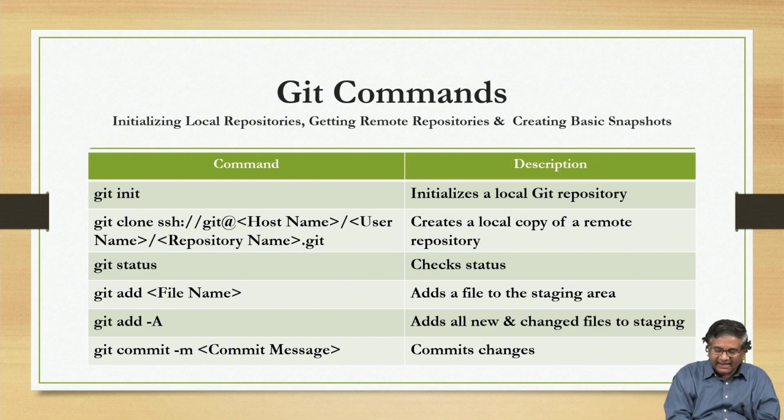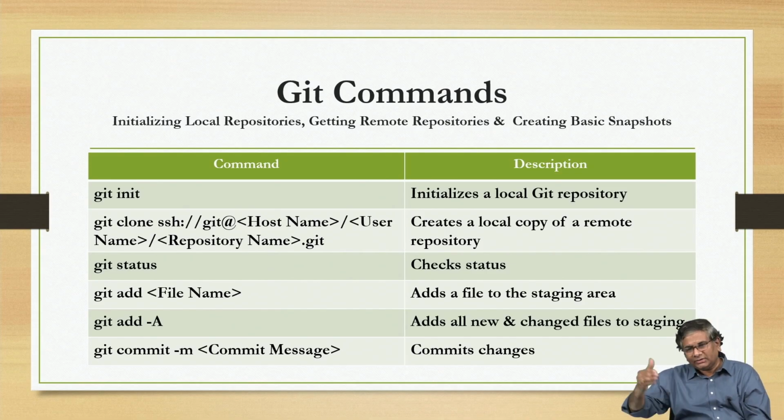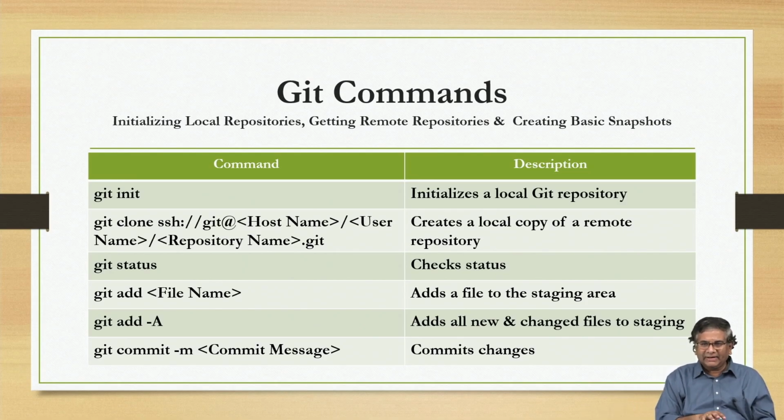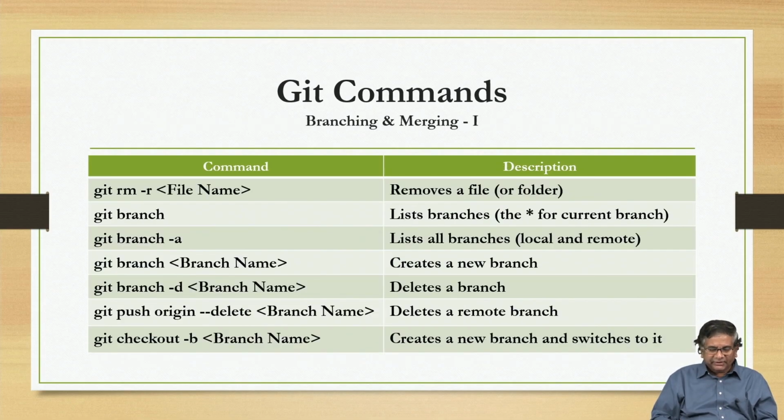Now git add -a adds all new and changed files to staging. Git add file name only adds one file. Add -a will store all the files that are changed and modified, and new files. Git commit -m stores the files from staging to the Git repository. So even though one file is modified, if you haven't put it into staging, then that file is not going to be committed, even though it is modified, right? So you have to put it into staging before you store it in the repository.